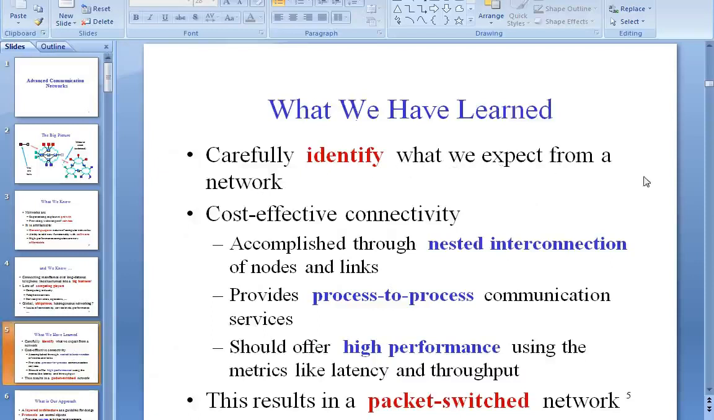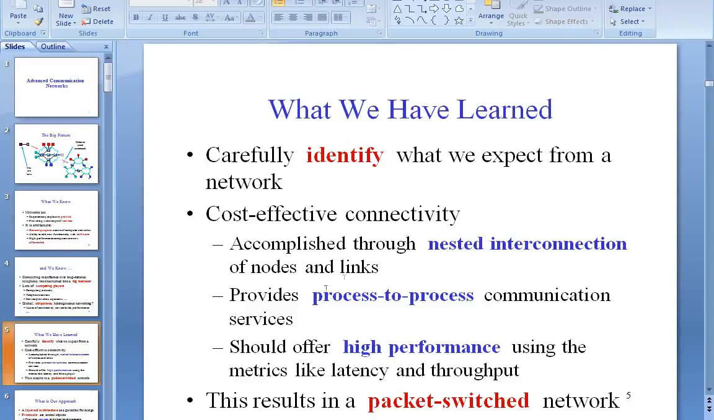Carefully identify what we expect from computer networks. What should be the final design of the computer networks, and how should it deliver cost-effective connectivity? This is accomplished through nested connection of nodes and links. Smaller networks are connected with bigger networks, and that basically makes networks of networks.